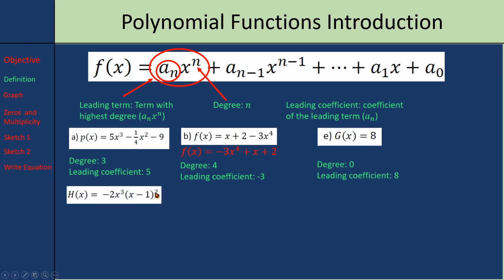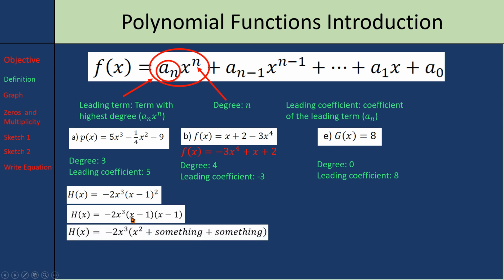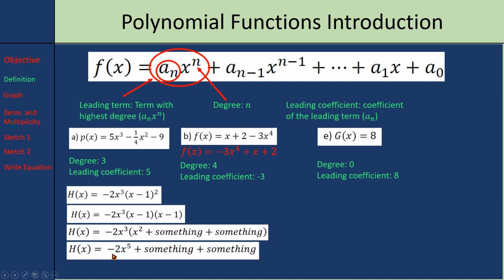This one, imagine that you multiply this out. This is important. You have to visualize multiplying this out. So I have basically x minus 1 times x minus 1. That gives me x squared plus whatever in the back, because I don't care about what's in the back. I only care about the leading coefficient, so I only need to know the first term. Then I multiply this in, and that'll give me the leading coefficient and the leading term. So I have negative 2x to the fifth plus whatever in the back. And so that is my leading term. My degree is 5, and my leading coefficient is -2.